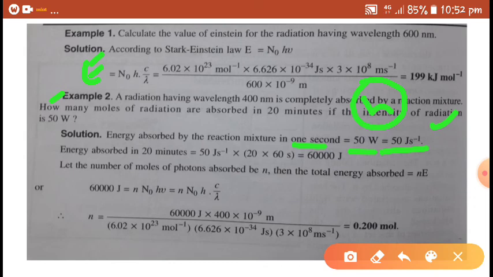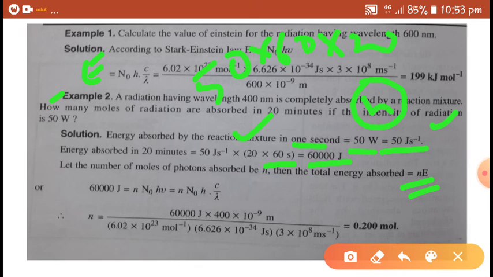So energy absorbed in 20 minutes will be 20 into 60 seconds, so 60,000 joules. In 1 second energy absorbed is 50 joules, so in 60 seconds, that is in 1 minute, it is 50 into 60. In 20 minutes, it is 50 into 60 into 20, that is 60,000 joules. So we got the value of energy, that is Einstein energy. Then we can calculate the number of moles. Let the number of moles of photons absorbed be n. Then the total energy absorbed is nE.